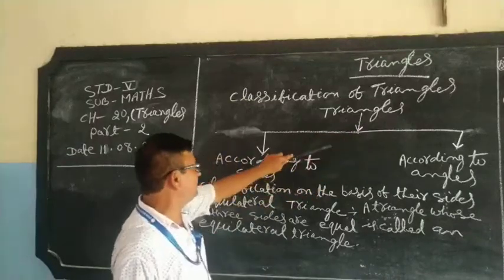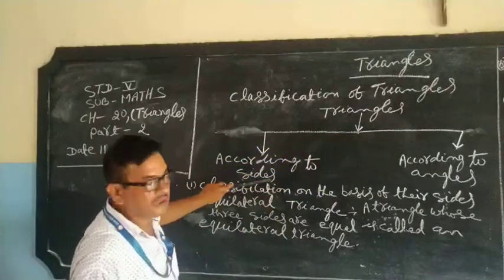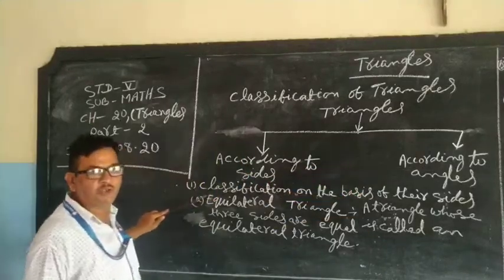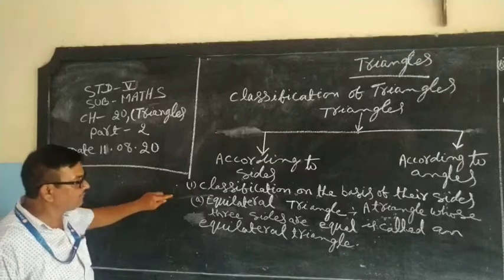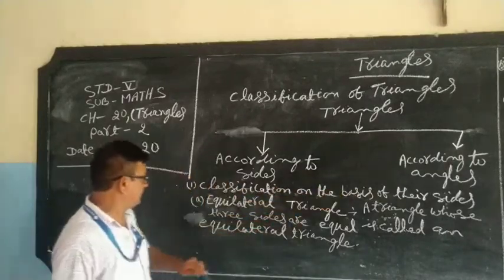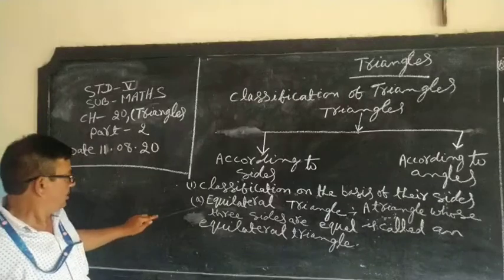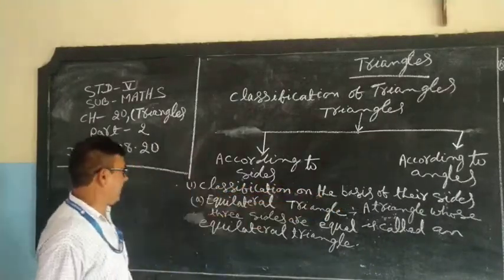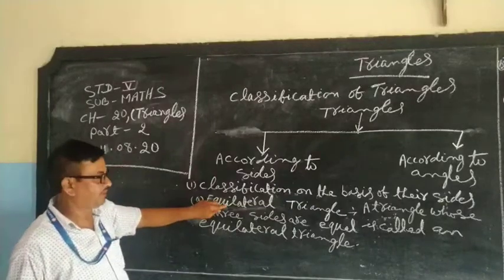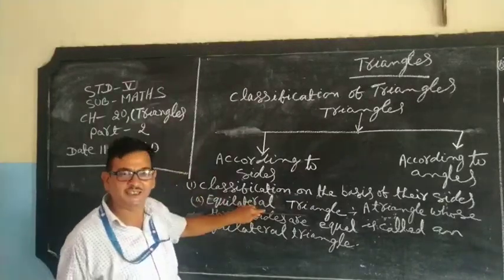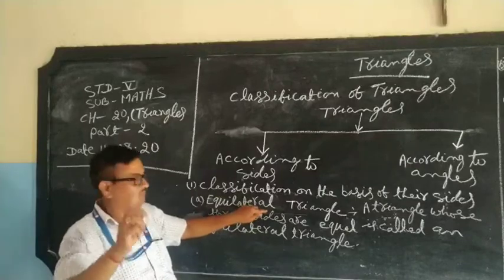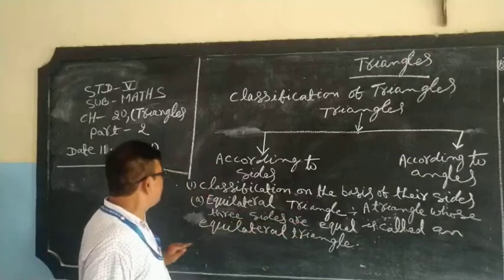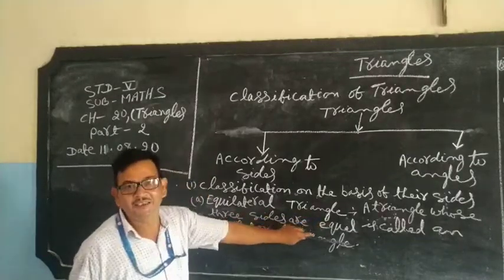Triangles you are going to study according to sides and according to angles. So first I am going to discuss classification on the basis of their sides. First, A, equilateral triangle. Equi means equal. A triangle whose three sides are equal is called an equilateral triangle.